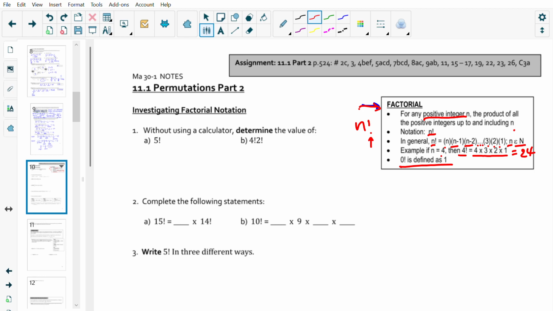Without using a calculator, determine the value of 5 factorial. Let's do this: 5 times 4 times 3 times 2 times 1. That's 20 times 3 is 60 times 2 is 120. Next, 4 factorial times 2 factorial, so we can do operations with factorials. 4 times 3 times 2 times 1 times 2 times 1. 4 times 3 is 12, times 2 is 24, times 2 is 48.